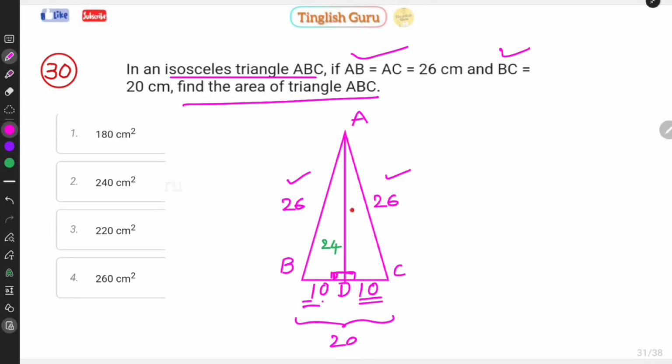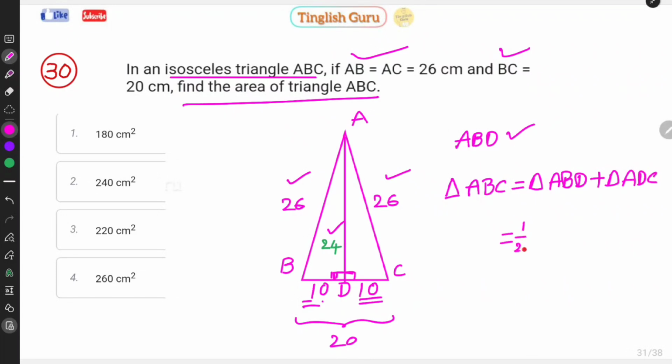If you observe, ABD is a right angle triangle and one value is 26 and another value is 10. Therefore AD will be 24. In order to find the area of the total triangle ABC, we will find the area of the triangle ABD plus the area of the triangle ADC. The area of the triangle ABD is half into base into height, since it is a right angle triangle. Similarly the area of the triangle ADC is also the same because they are two equal parts. But still I am writing the formula for you.